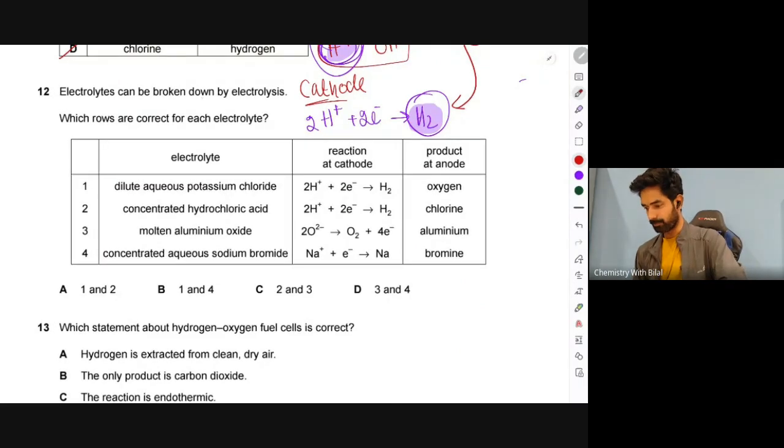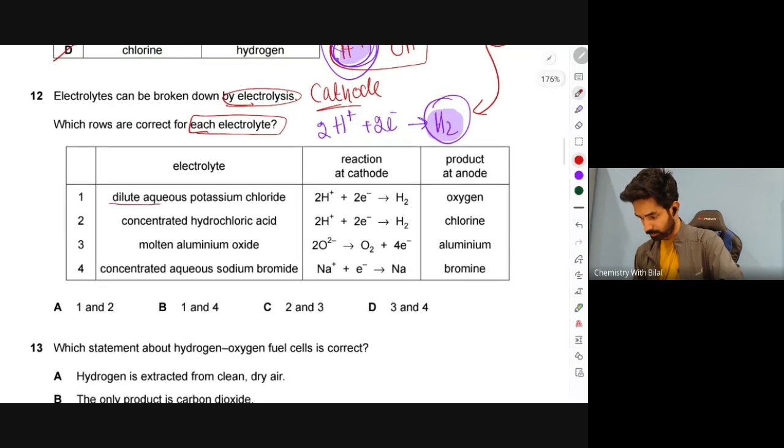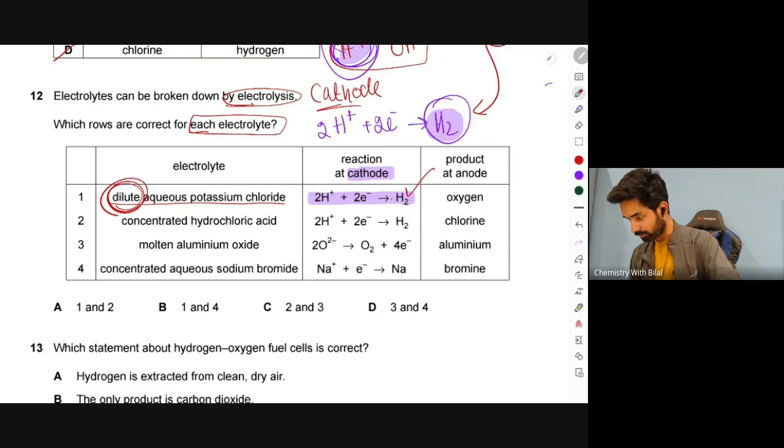Electrolytes can be broken down by electrolysis. Which rows are correct for each electrolyte? Let's see. Dilute aqueous potassium chloride. It is dilute, it is aqueous, so the cathode is correct. As I just said, at the cathode always hydrogen. And if it is dilute, at the anode you always get oxygen. It's correct. The first one is correct.